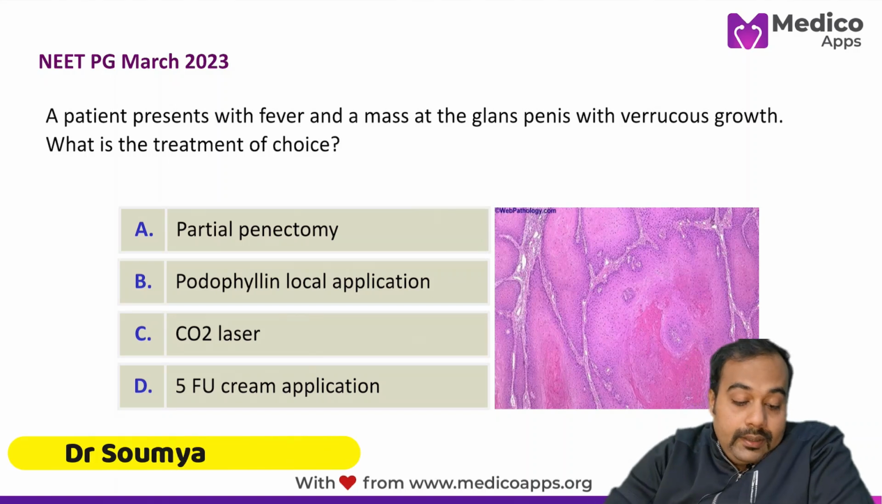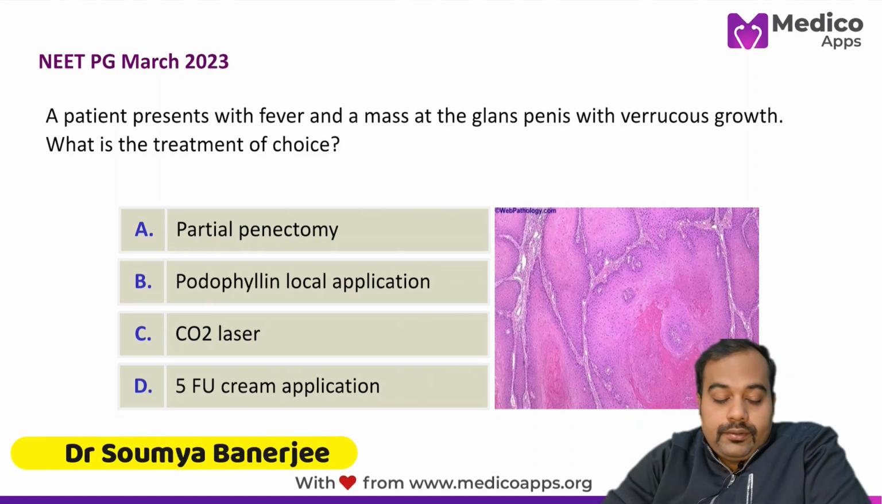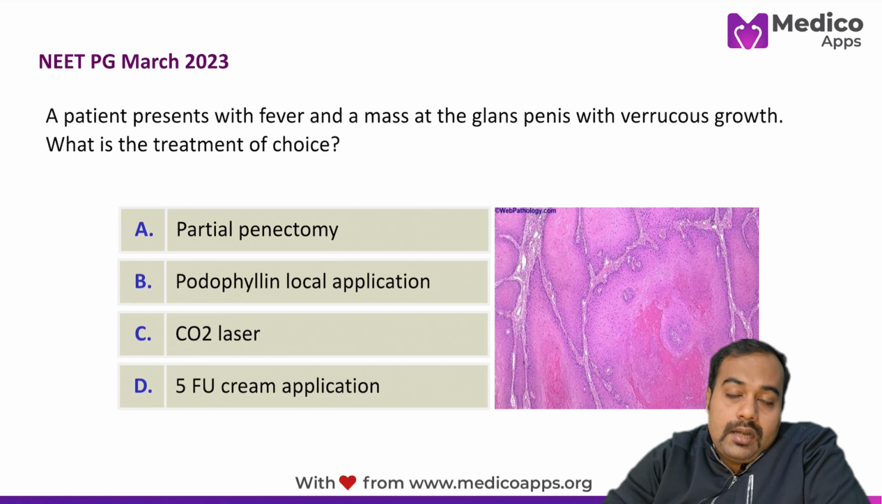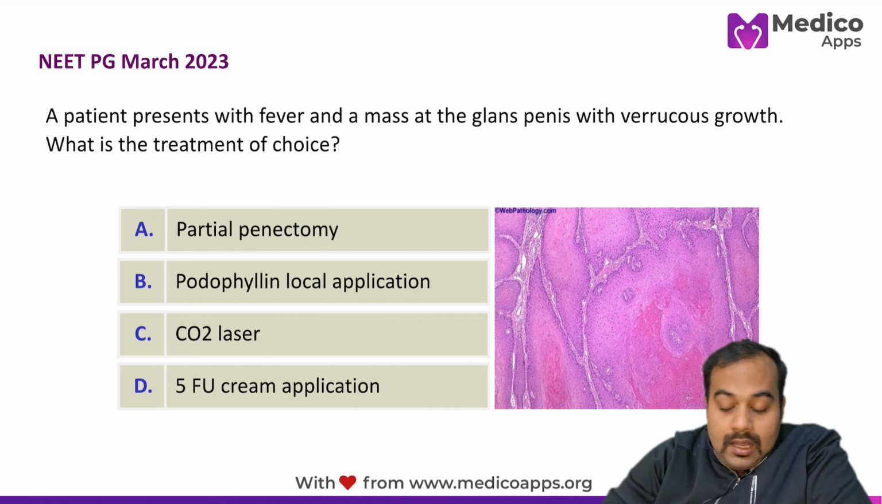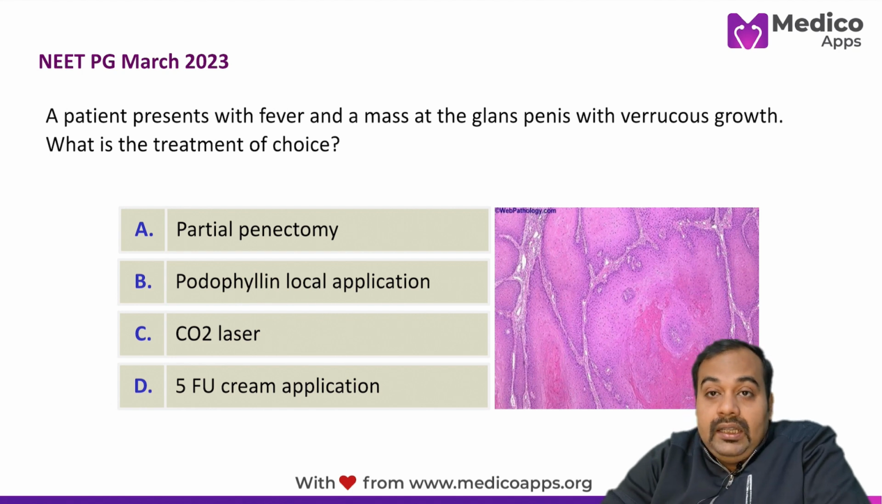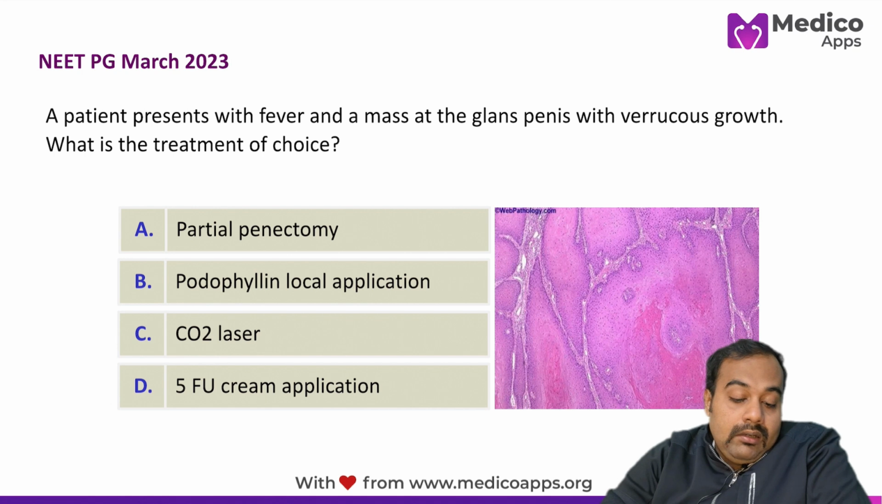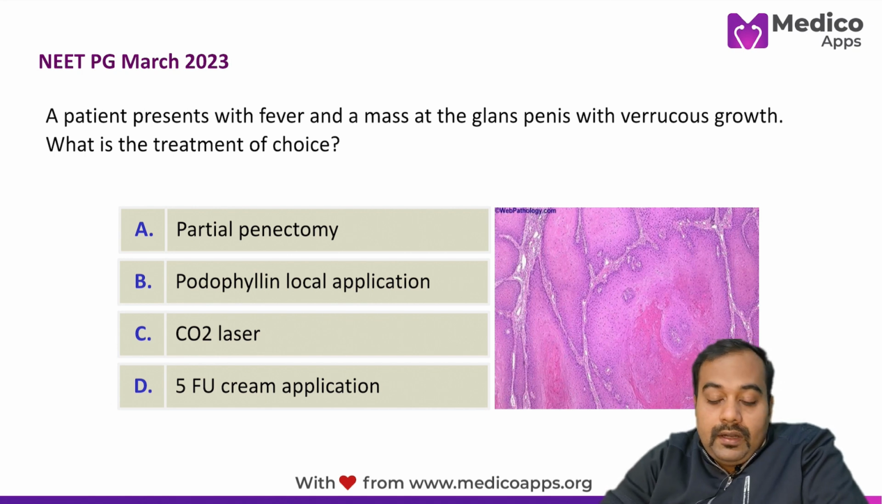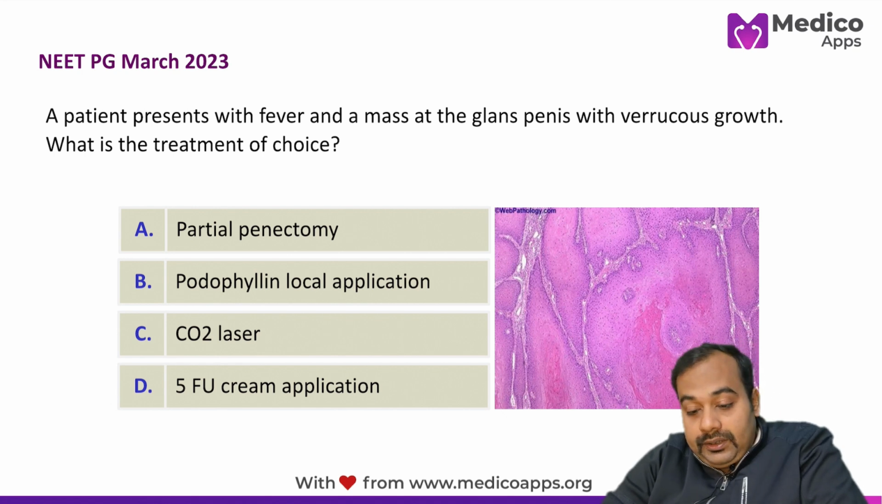So hello everyone, let's talk about our next question. This question has been asked in the NEET PG March session 2023. A patient presented with a fever and a mass at the glans penis with a verrucous growth. Now, what is the treatment of choice? Options are partial penectomy, podophyllin local application, CO2 laser, 5-fluorouracil cream application.